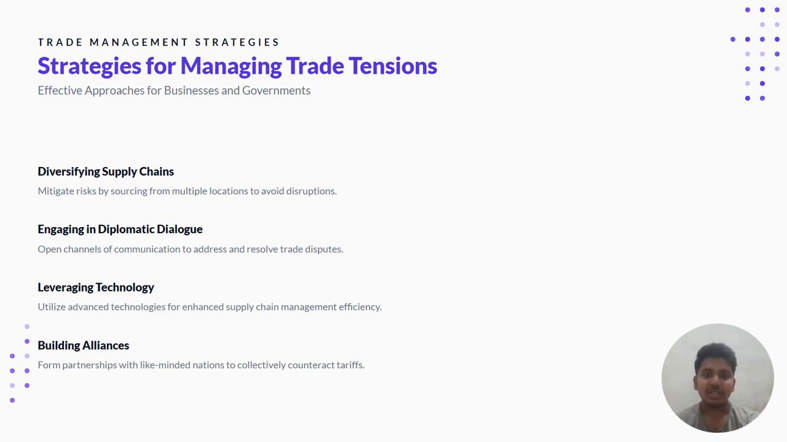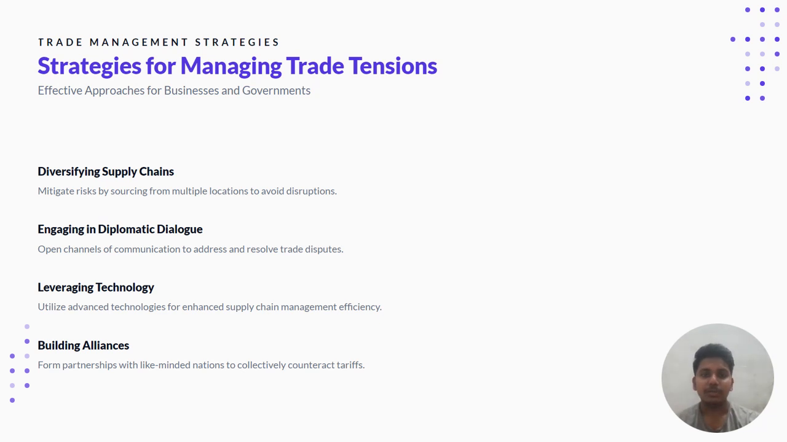Diversifying supply chains. Businesses can mitigate trade tensions by sourcing from multiple countries to reduce dependency on any one market and minimize tariff impacts. Engaging in diplomatic dialogue. Countries can manage trade disputes by negotiating agreements and using diplomatic channels to de-escalate tensions and find common ground.